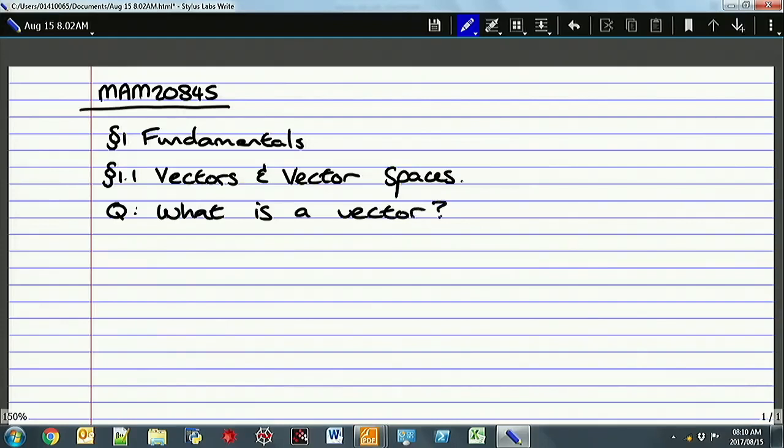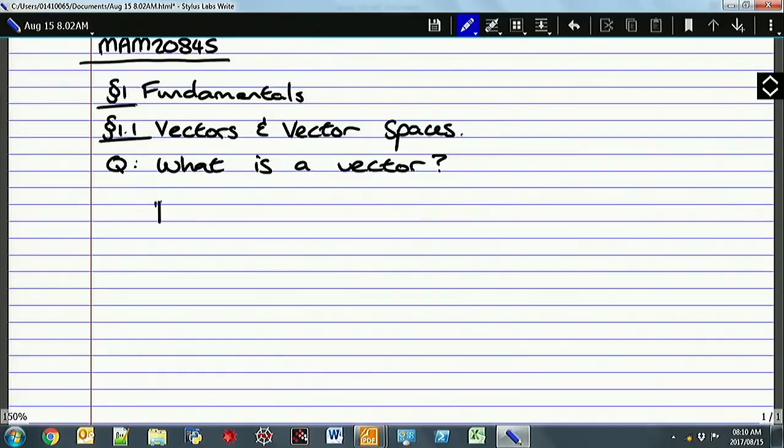The question we're going to ask is the following: what is a vector? You guys surely have seen vectors at some stage in your undergraduate degree so far. Can anyone tell me what is a vector? No takers, yes. Magnitude and direction. Sure, it's a quantity with both magnitude and direction, and that's a very physicsy sort of answer.